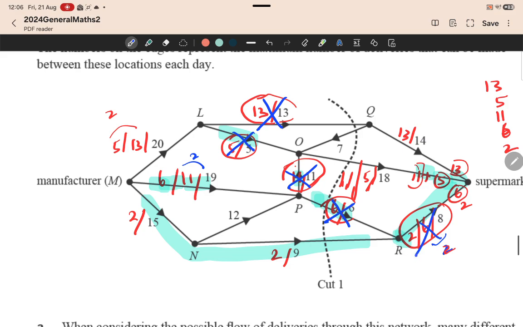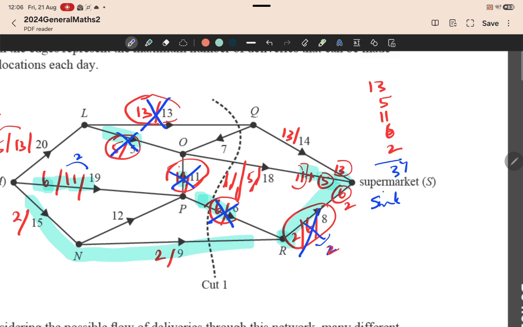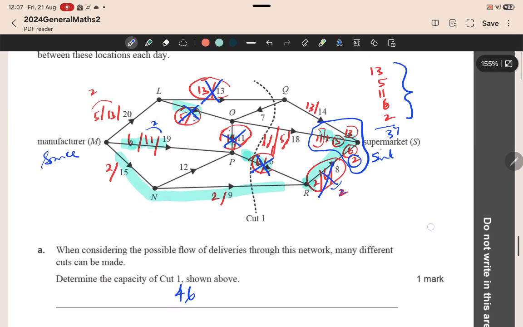And now if you look at it, there's really no way you can go from the source to the sink, because most of the paths have got edges which have got saturated capacities. And if you add all these values that have reached the end, which is also the addition of this, you will get a maximum capacity of 37.